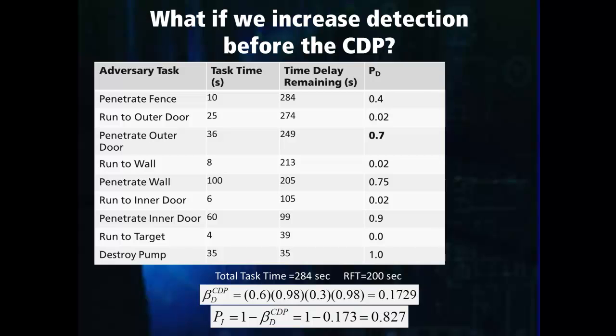In this table, we have the same pathway, but have added an improved detector to the outer door. This does not affect delay times and thus has no effect on the critical detection point, but it changes the non-detection probability to 0.1729. Thus, the detector upgrade has improved the probability of interruption from 0.712 to 0.827.